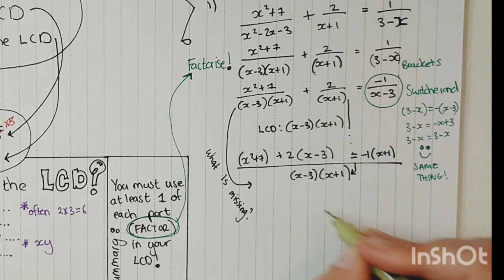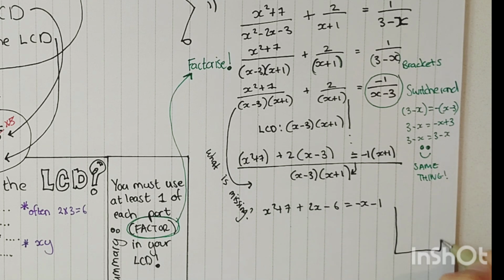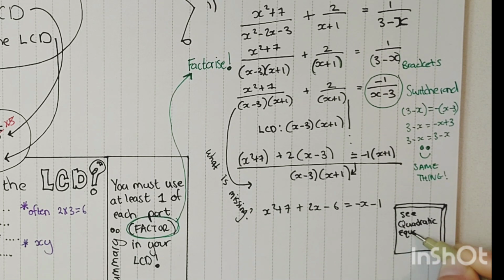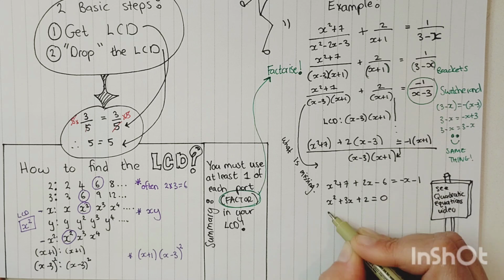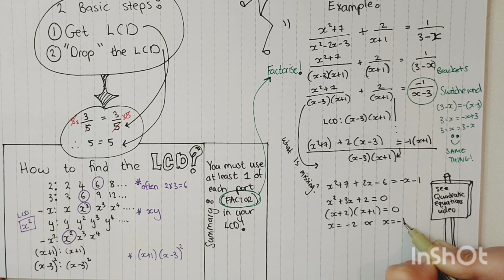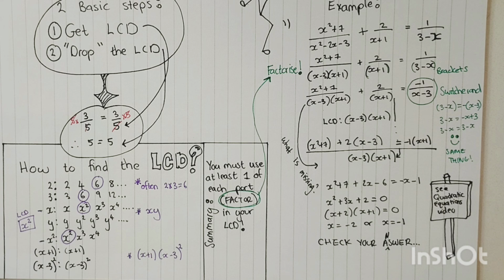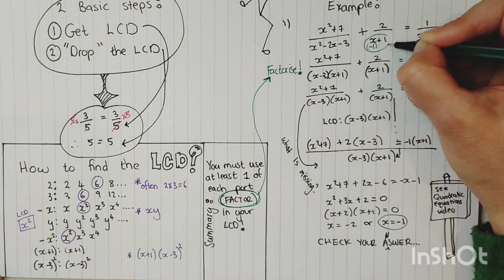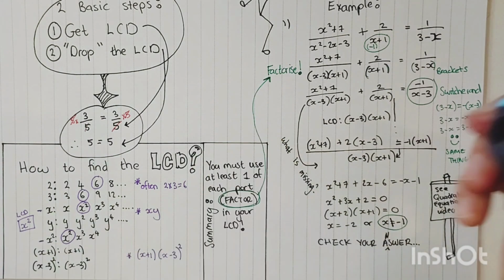Once you've done that, you can drop that denominator and solve it like a quadratic equation. If you struggle with quadratic equations, have a look at my quadratic equations video. You're going to get two answers, minus 2 and minus 1. And please bear in mind that for fractions, you need to check your answer, because that minus 1 over there would make the denominator 0, which is not okay. So just cross it out.